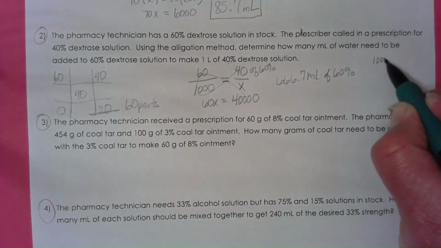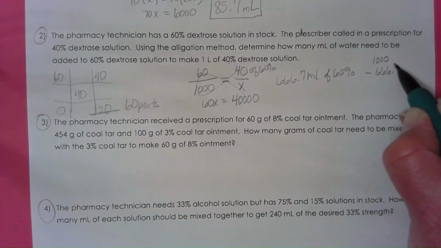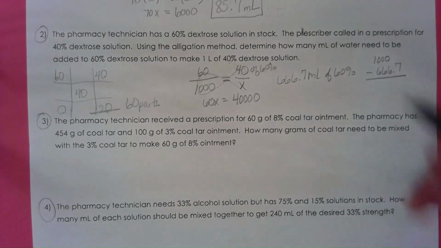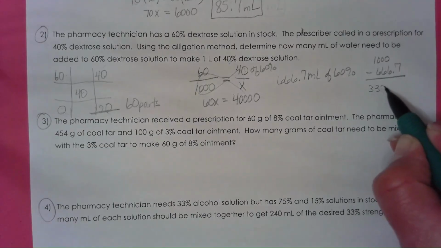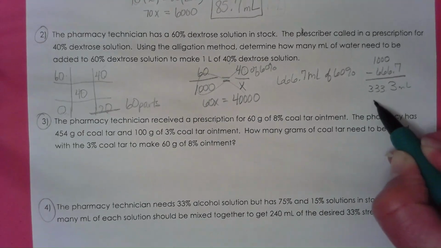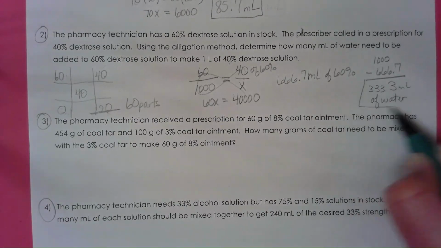We know we need 1,000 milliliters. How about we just subtract 666.7 and see what that gets us? So if we take 1,000 minus 666.7, we get 333.3, which is the milliliters of water, which is the answer to this question.